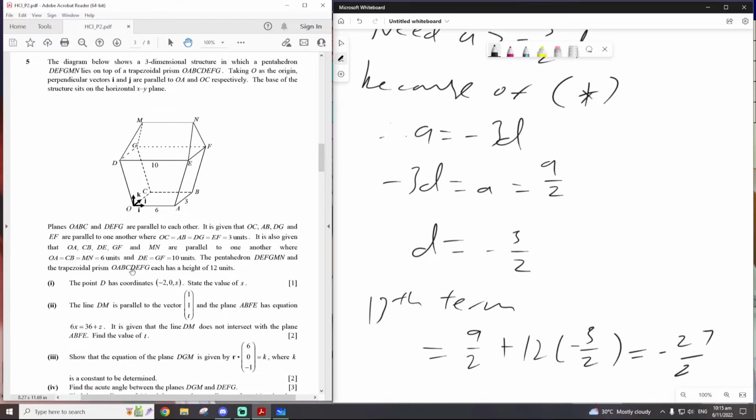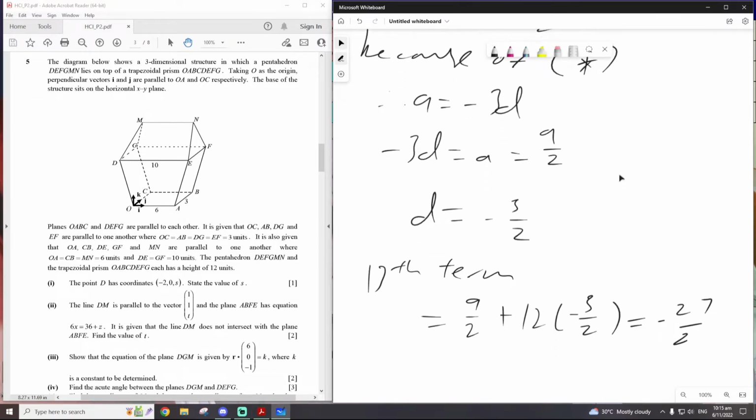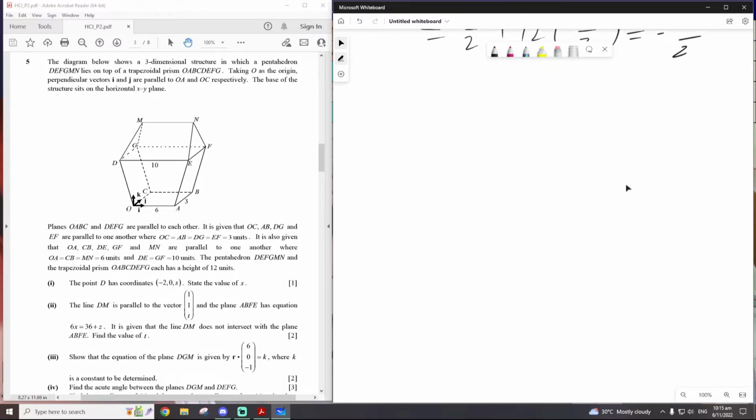Question 5, vectors. Okay, vector geometry. I had a look at this question. It looks like it's quite long, but actually it's not a difficult question if you can understand what's happening. So, what is the value of s? So D is above the origin, and you can read the question. It says that the height of the trapezoidal prism OABCDEFG is 12 units. So actually that just tells you that s is 12.